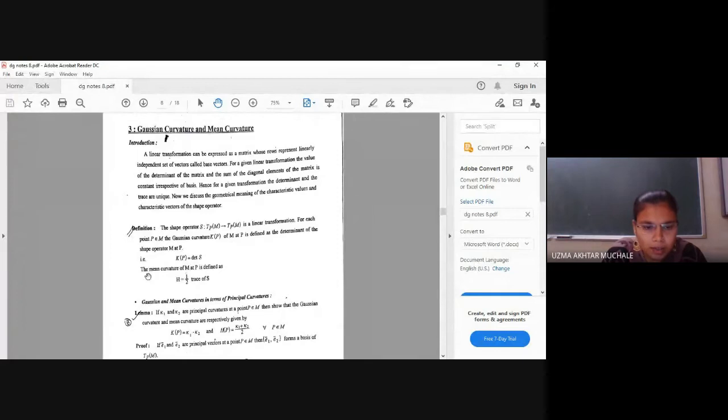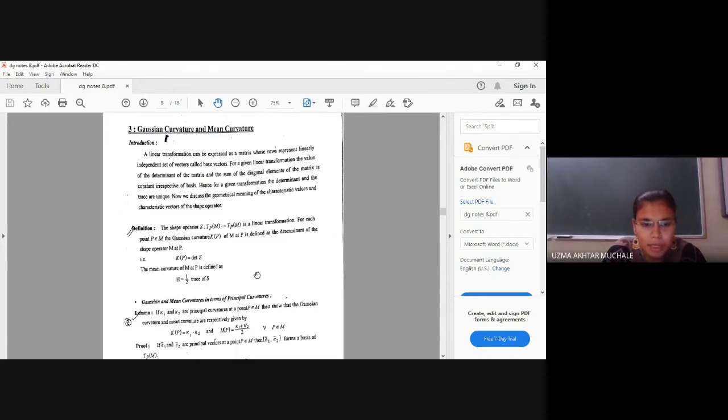Okay, and here, what is the mean curvature? Mean curvature is defined as, since it is a mean, that's why we are taking 1 upon 2 times the trace of S. What is the trace of S? I hope you know what a trace is. Trace is nothing but the sum of the diagonal elements. Here also the sum of the diagonal elements is the same with respect to any basis. If you change the basis, there is no change in the sum of the diagonal elements. Hence, the mean curvature is defined as H equals 1 by 2 trace of S.